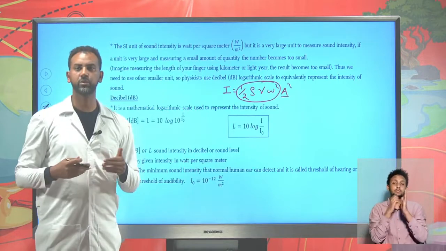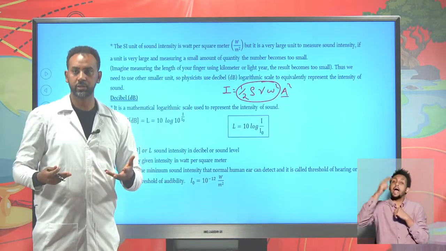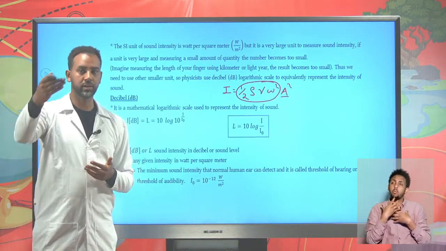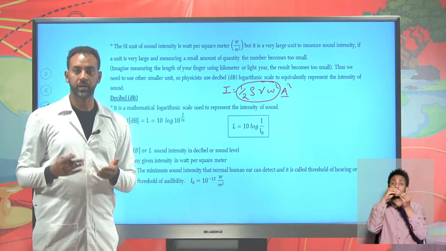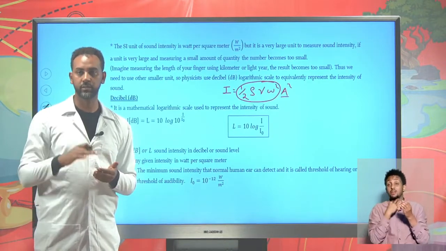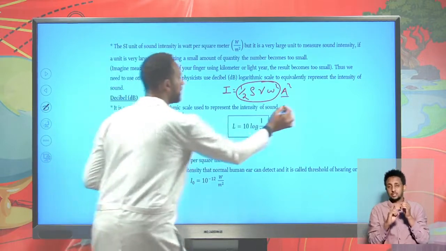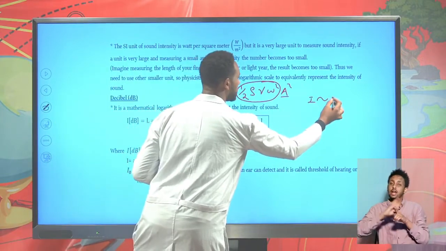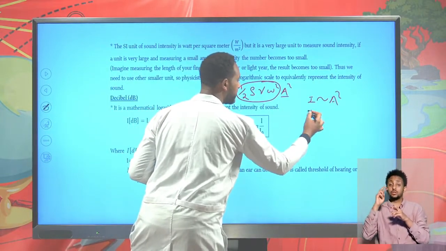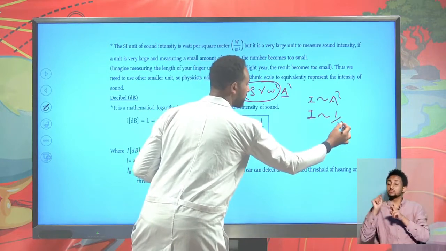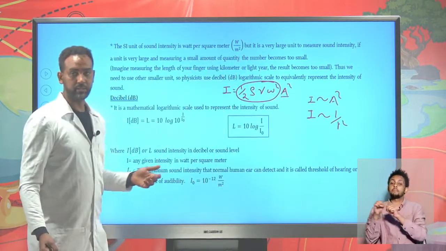For example, if I increase my amplitude, the intensity reached there is increasing, whereas if I decrease my amplitude, the intensity is decreasing. So intensity has a direct proportionality with the square of the amplitude, and it has an inverse relation with the square of the separation distance.